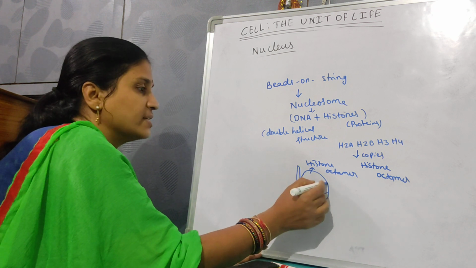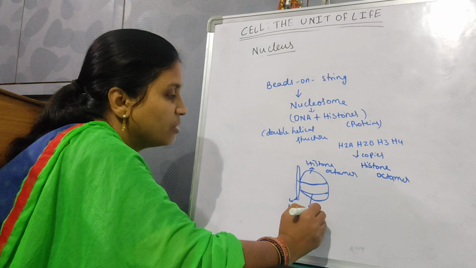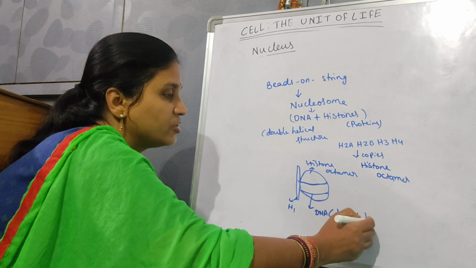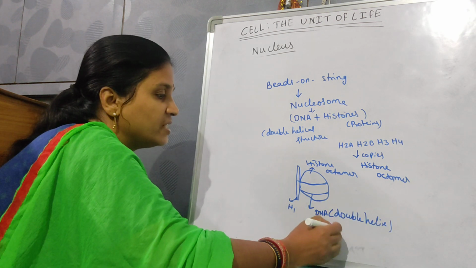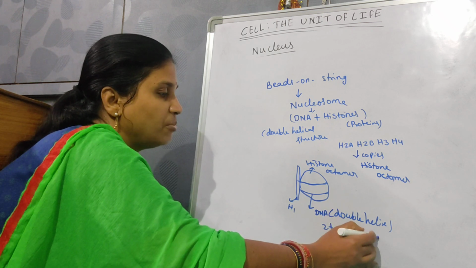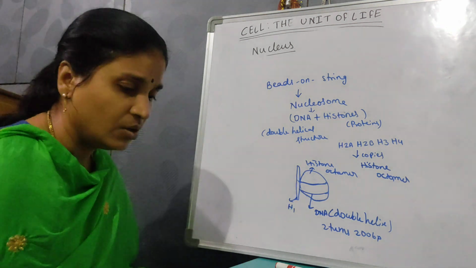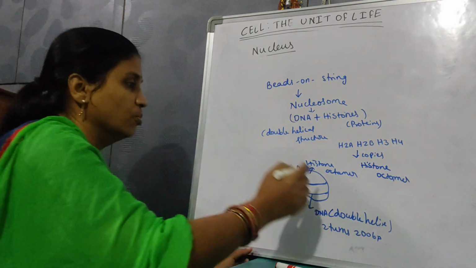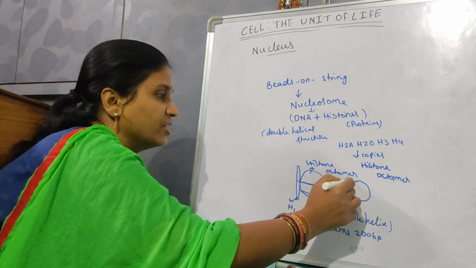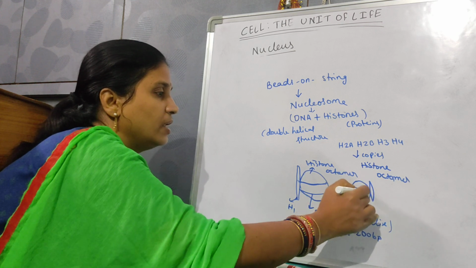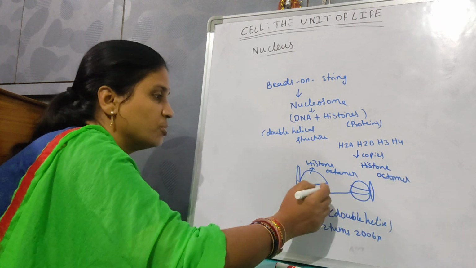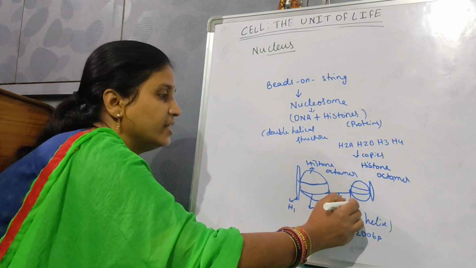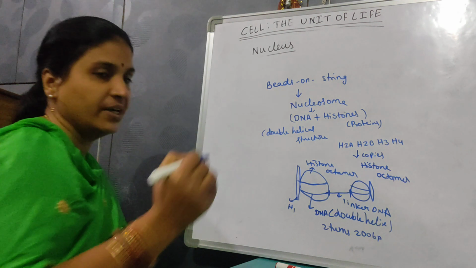This coiling part, the two turns, is nothing but the DNA, the double helical structure. In these two turns, 200 base pairs are present, and this is one nucleosome. To this another nucleosome is going to be attached. The DNA present in between two nucleosomes is called linker DNA.